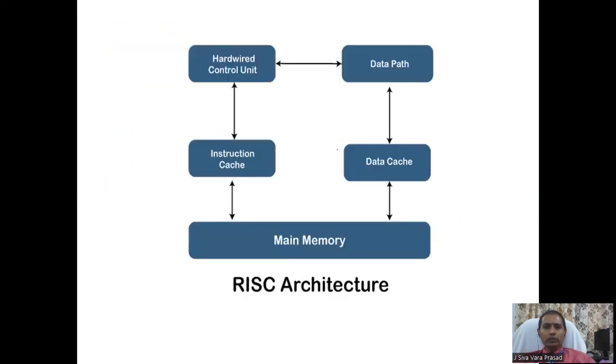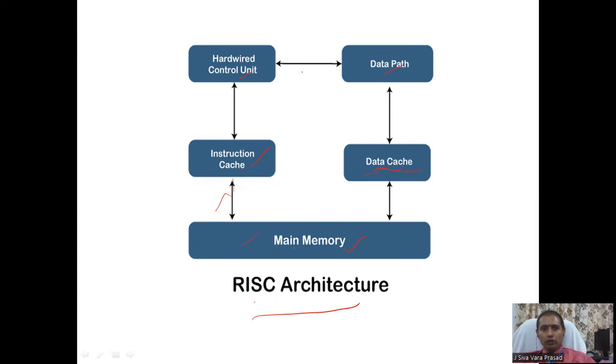Let's see the diagram once. This is our RISC architecture, and here we have main memory, a hardwired control unit, and a data path. The data cache and the instruction cache are separate. So we have two separate caches, data cache and instruction cache. The data cache sends data to main memory, and the instruction cache sends data to main memory.